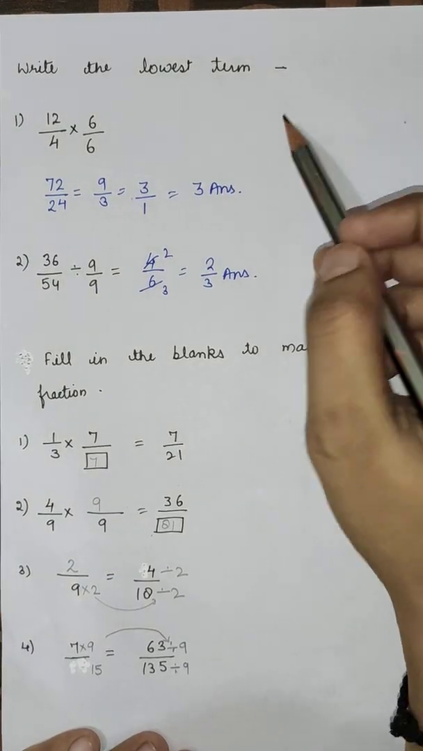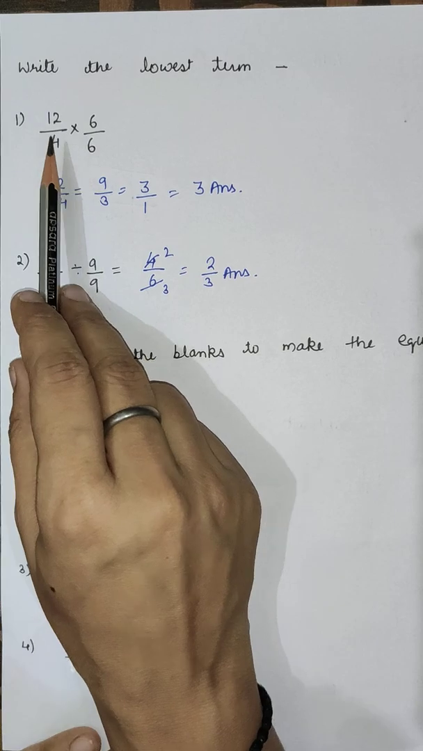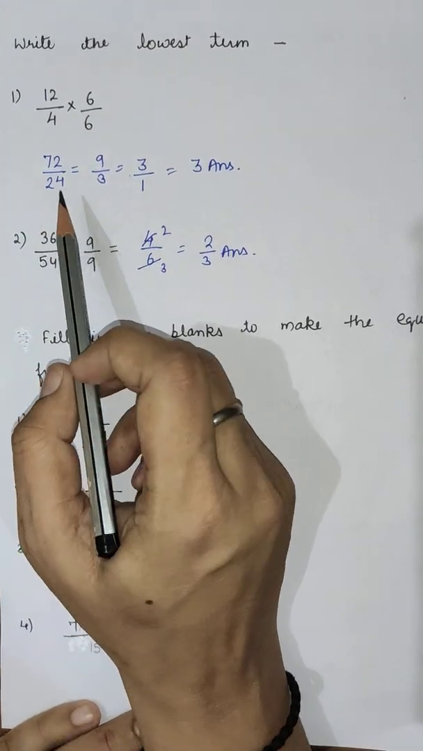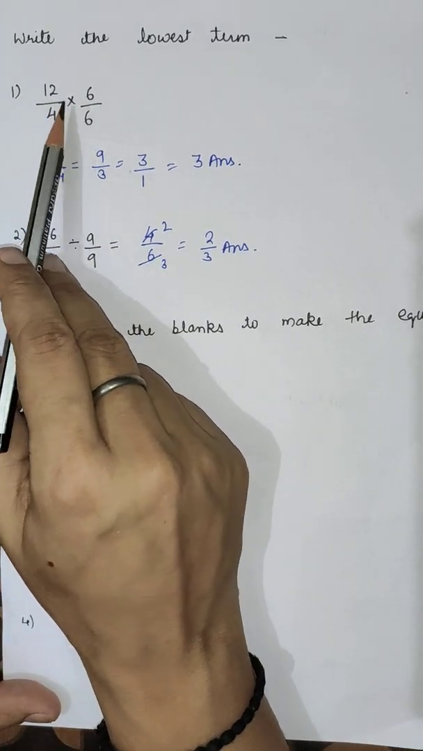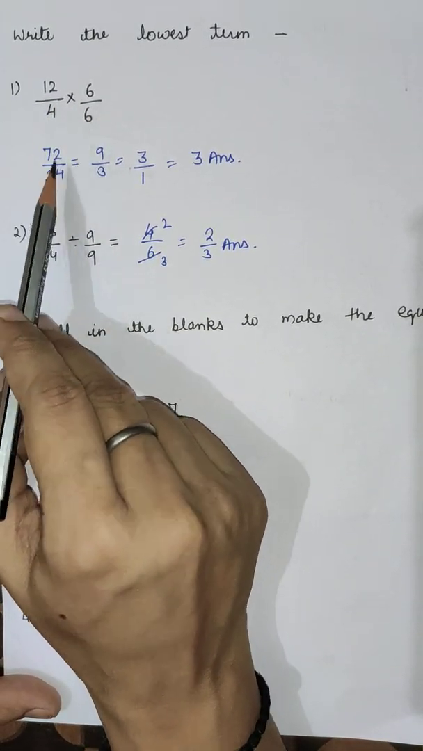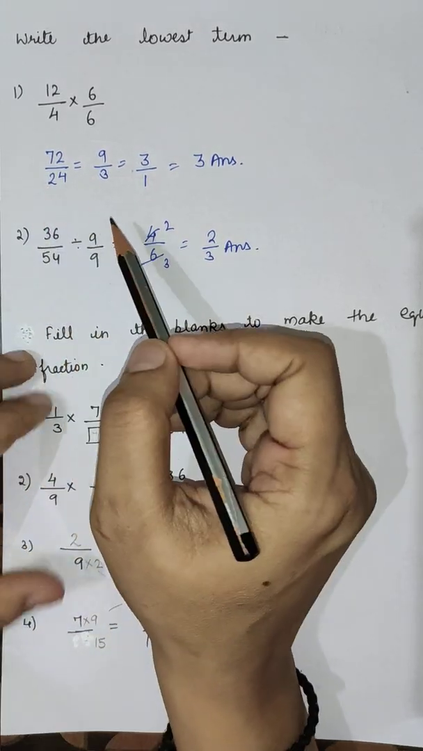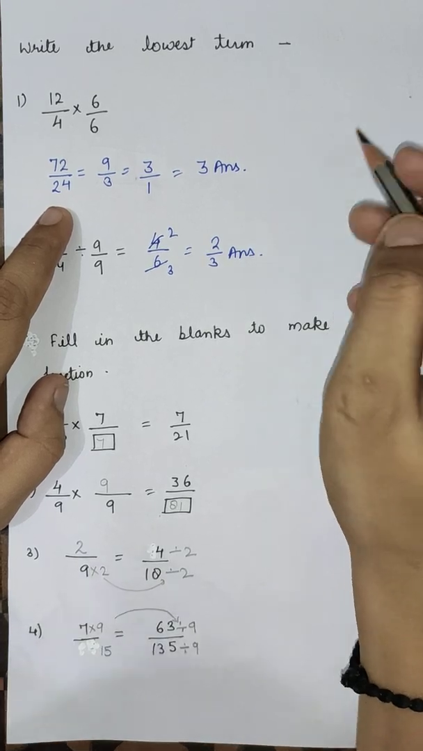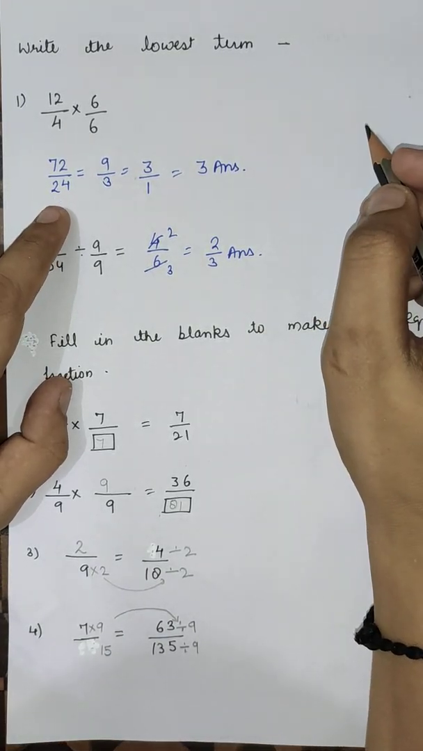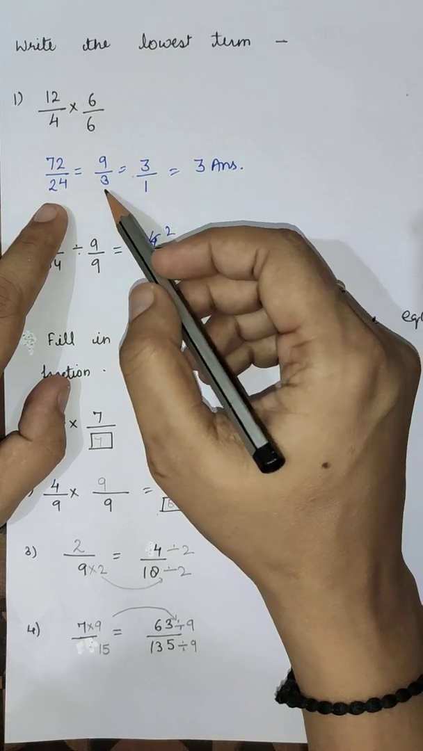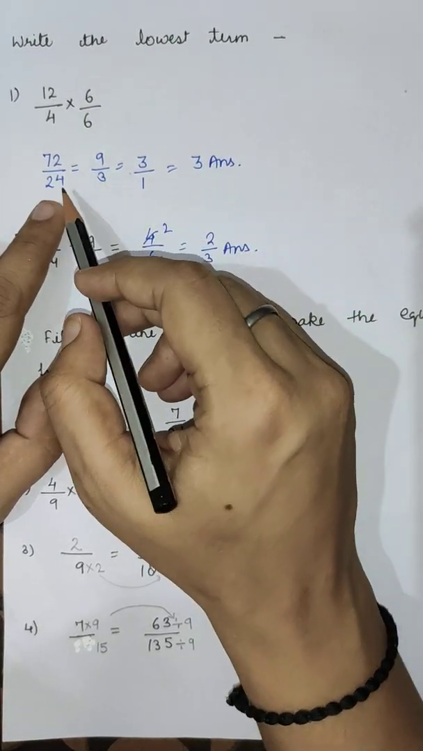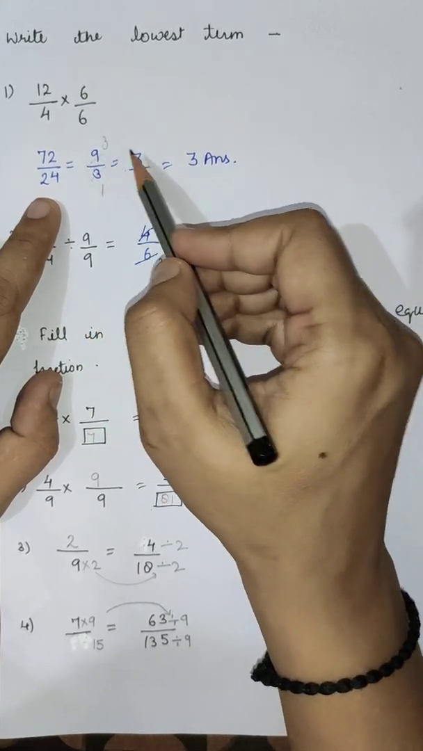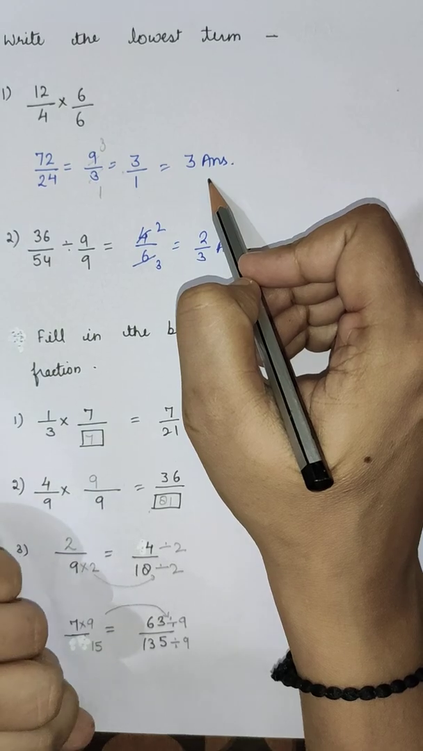Next question: write in the lowest term. Here is 12 by 4 multiplied by 6 by 6. If we multiply, 12 6s are 72 and 4 6s are 24. Then we have to divide until we get the lowest term. So 72 by 24, I have divided it, and at last we get 9 by 3, or 3 1s are 3, 3 3s are 9, so 3 by 1, or you can say 3 is the answer.